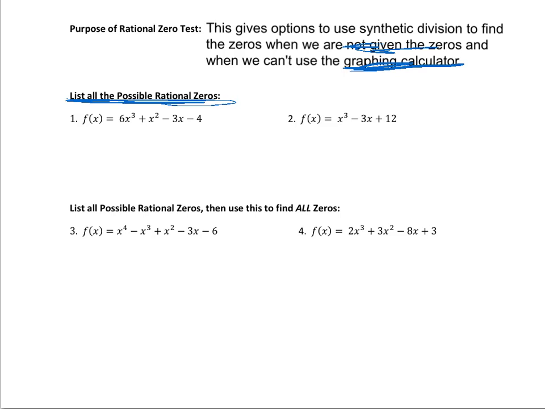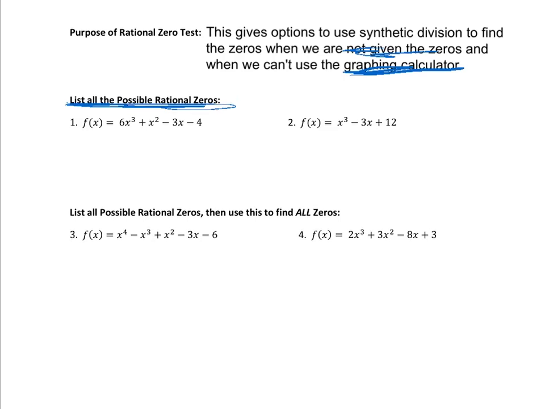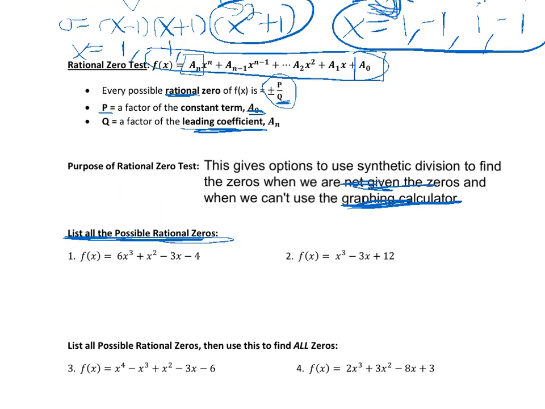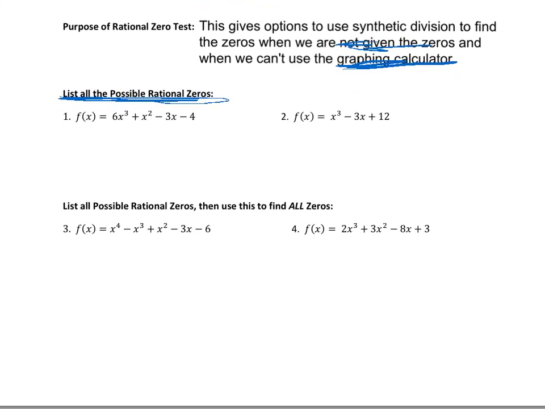Now, the plus or minus p over q. Let's look here. If I look up, p is the factors of the constant term. So if I look at this, this is p, and I'm going to put p over q, plus or minus. This is the constant term, 4. All my factors for 4 are 1, 2, and 4. Q represents all the factors of the leading coefficient, which is 6. All my factors for 6 are 1, 2, 3, and 6.